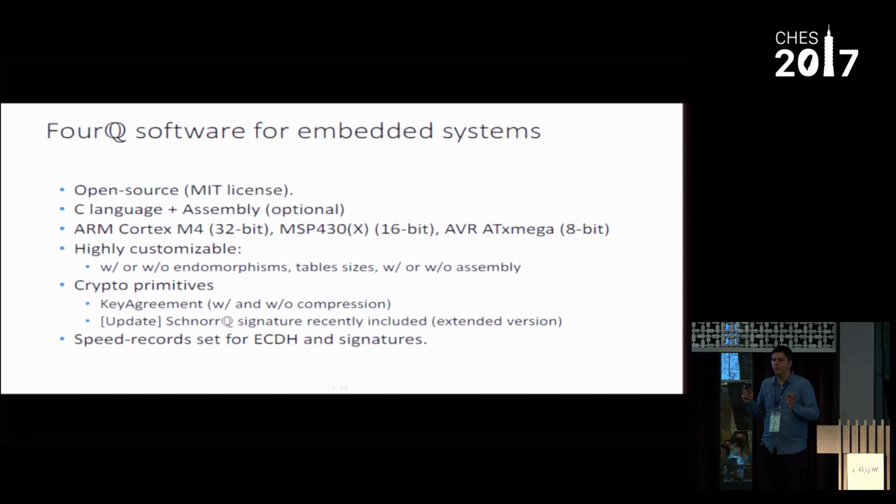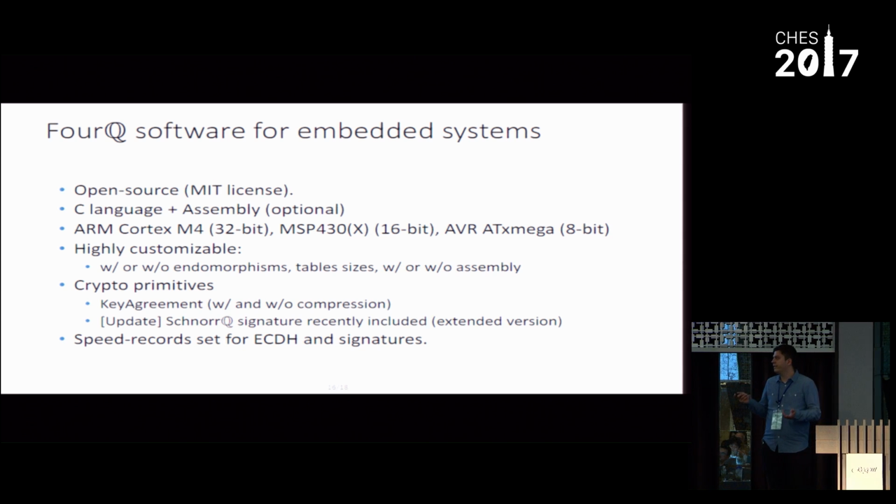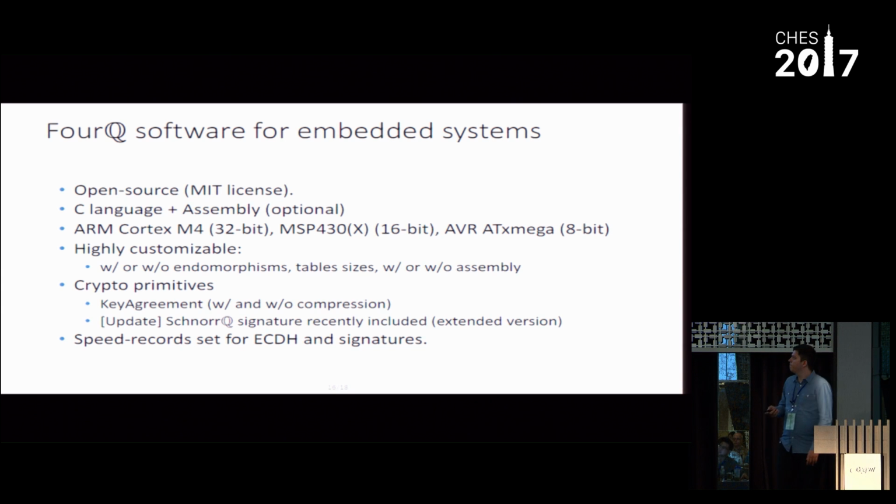And with respect to our library, it's an open source library. As far as we know, it's the first open source library with that many countermeasures for scalar multiplication. It's under a low restrictive license, the MIT license. It's implemented in C and assembly, and it's optional. You can use it or not for every one of these 3 devices.